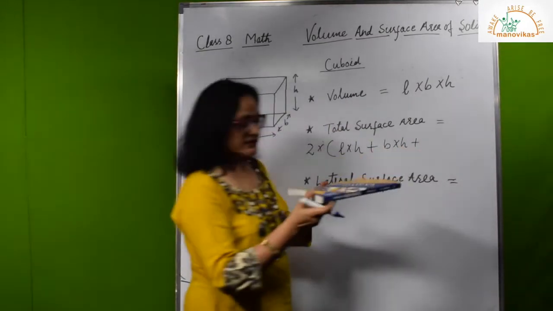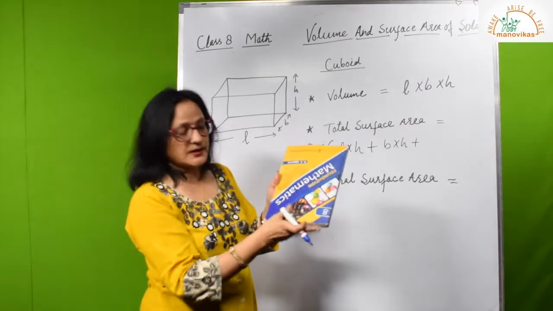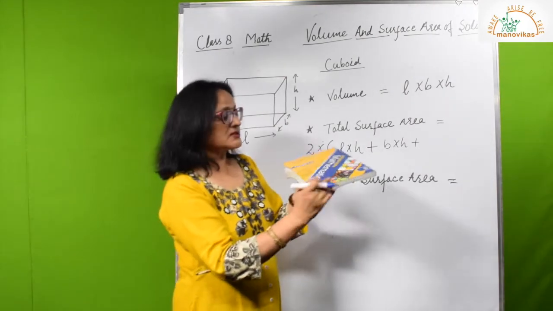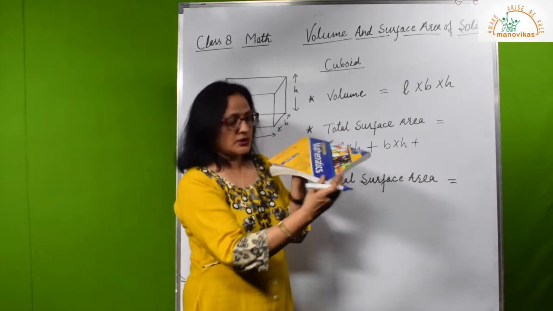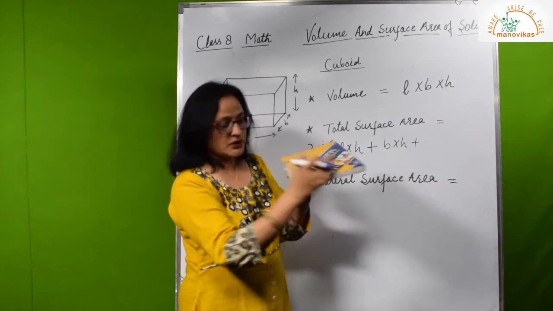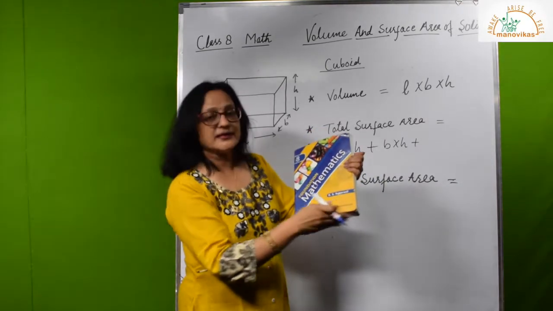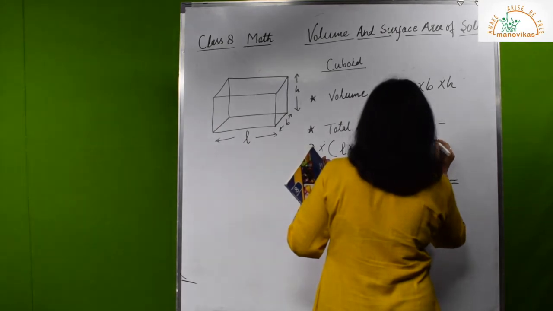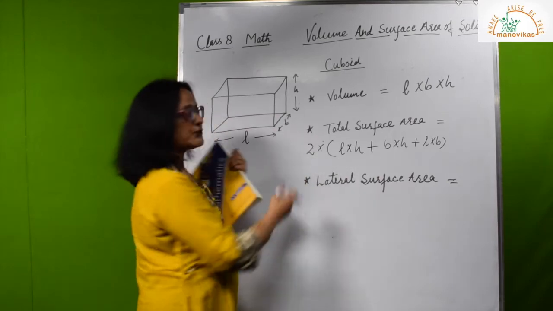Plus, now the third face. These two faces we have taken. Now the third face is this front page. Here it is the length of the book and this is the breadth of the book. So the two dimensions on this face are length into breadth. So this is the formula for the total surface area.